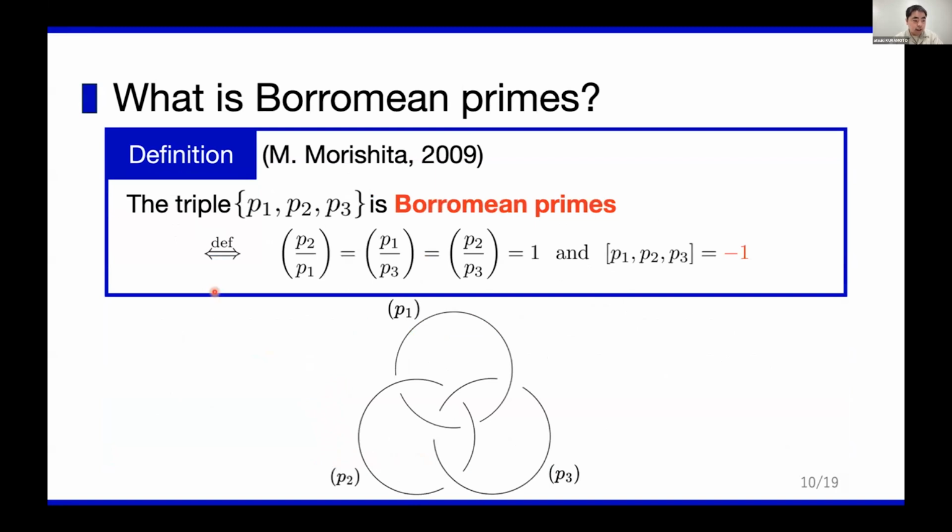Recall that the Rédei symbol is the arithmetic analog of Milnor's triple linking number. That is, when the Rédei symbol is 1, then the triple of primes are not linked. But when the symbol is -1, then the triple of primes are linked. According to this view, Borromean primes can be defined as shown in this slide, introduced by Morishita.